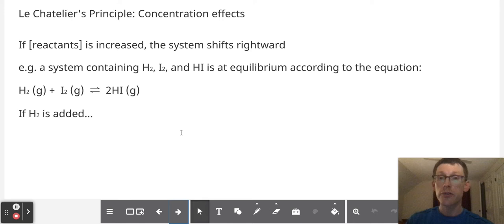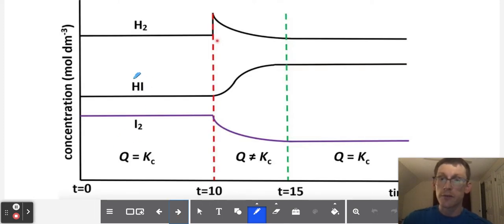So let's consider concentration change effects and how that plays out with Le Chatelier's principle. If the concentration of reactants increase, then the system will shift rightward to produce more product. So consider this equilibrium where we've got H2 and I2 at equilibrium with HI. Let's say that there's some H2 and some I2 and some HI, and they've reached equilibrium, and now the concentrations should be constant. And let's say that we add a little bit of extra H2. We inject that in from some external source. So our concentration graph would look like this.